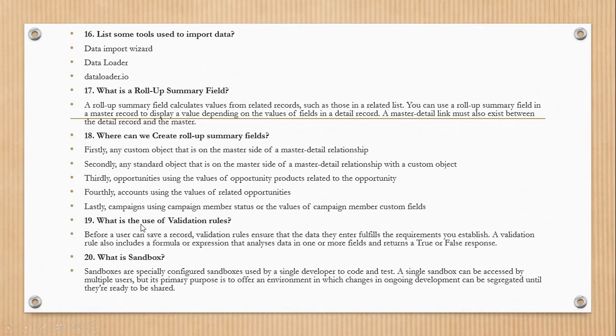Next question, what is the use of validation rules? Before a user can save a record, validation rules ensure that the data they enter fulfills the requirements. You establish a validation rule by including a formula or expression that analyzes data in one or more fields and returns a true or false response.